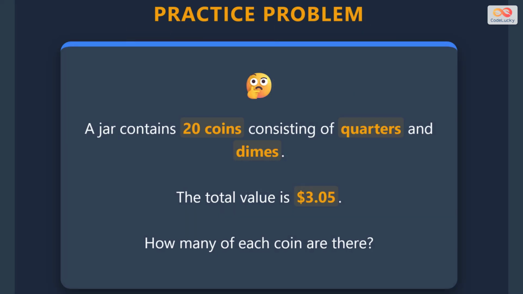Let's look at a typical practice problem. A jar contains 20 coins consisting of quarters and dimes. The total value of these coins is $3.05. We need to find out how many quarters and how many dimes are in the jar.